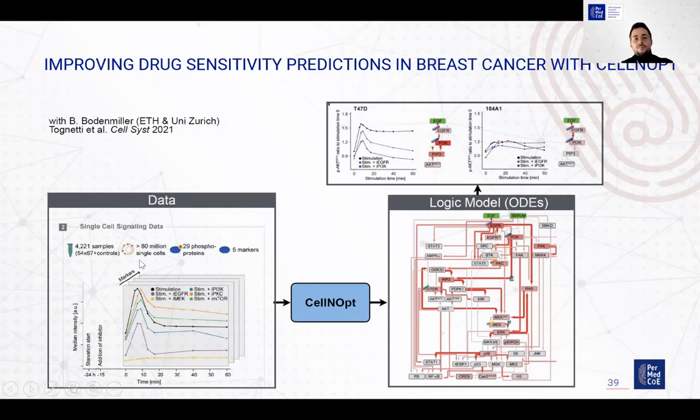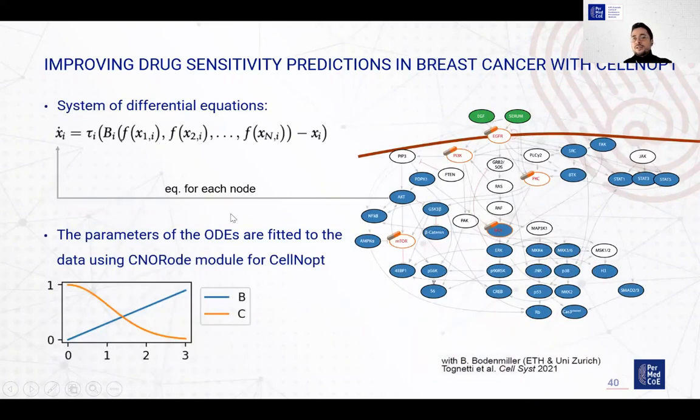So, there are more than 80 million single cells that were measured, with 35 markers. There are different measurements over a time span of 60 minutes. And all this data was used in order to build specific models for each of the breast cancer cell lines, and to illustrate the responses of the different markers upon different perturbations and different combinations with five different kinase inhibitors. And in this case, CellNOpt with ODEs was used in order to create the models.